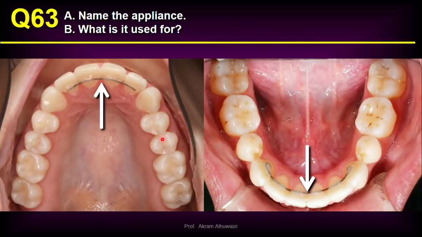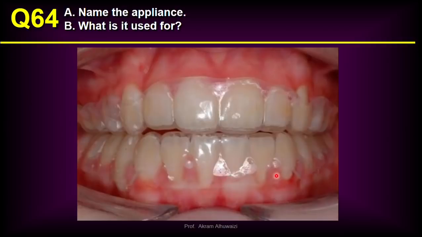Name the appliance. It's a lingual permanent retainer or fixed retainer, positioned on the upper incisors, and on the lower incisors and canines. What's it used for? To retain the teeth after active orthodontic treatment. Name the appliance, and that's the overlay retainer, or the invisible retainer, or the vacuum formed retainer. And what it's used for as well is to retain the teeth after orthodontic treatment.